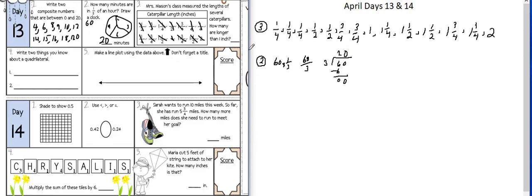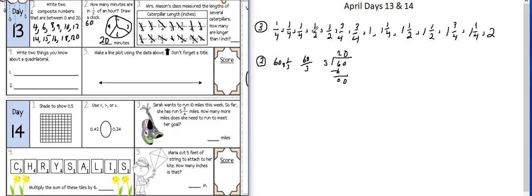Mrs. Mason's class measured the length of several caterpillars. How many are longer than 1 inch? So what I did, I took them all and I just put them in order. All right. And then I counted. We have 1, 2, 3, 4, 5, 6, 7, 8, 9, 10, 11, 12, 13, 14. I should have 14 data points.